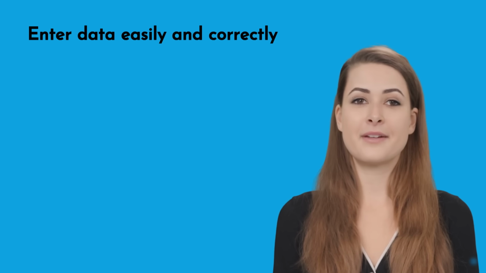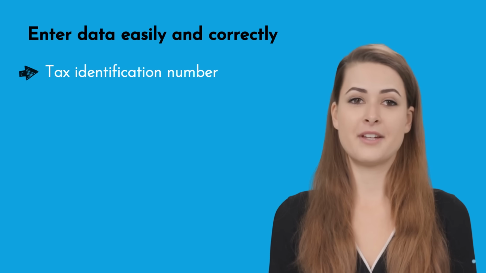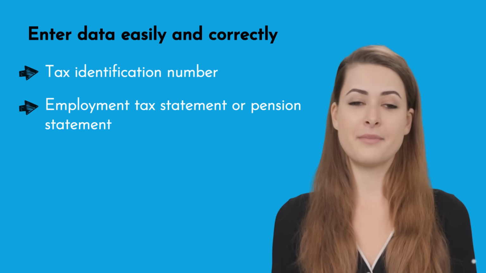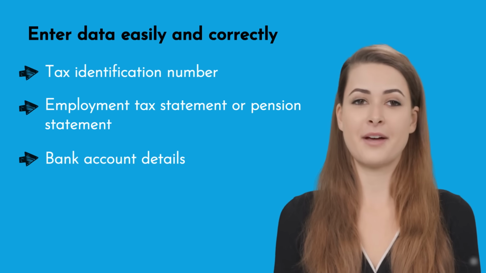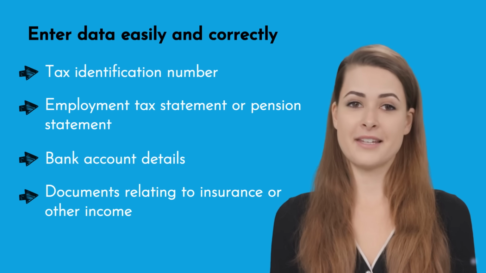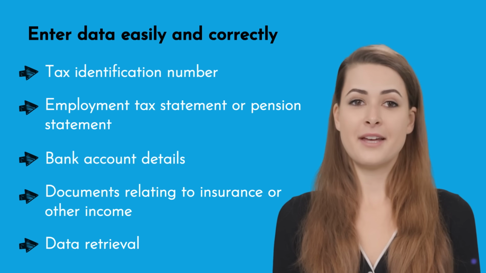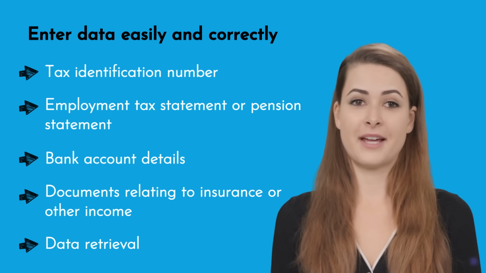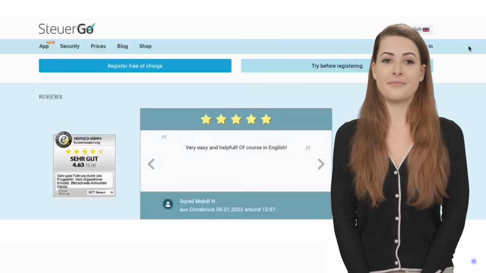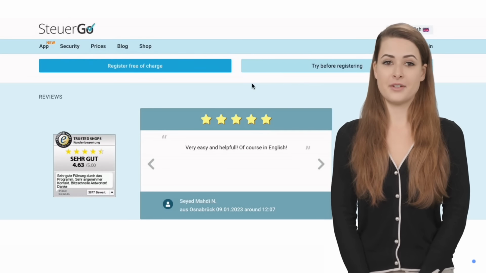For your tax return, you will need your tax identification number, your employment tax statement or pension statement, your bank account details, and documents relating to insurance or other income. The process is even easier if you retrieve data directly from the tax office. Just register free of charge to use SteuerGo.